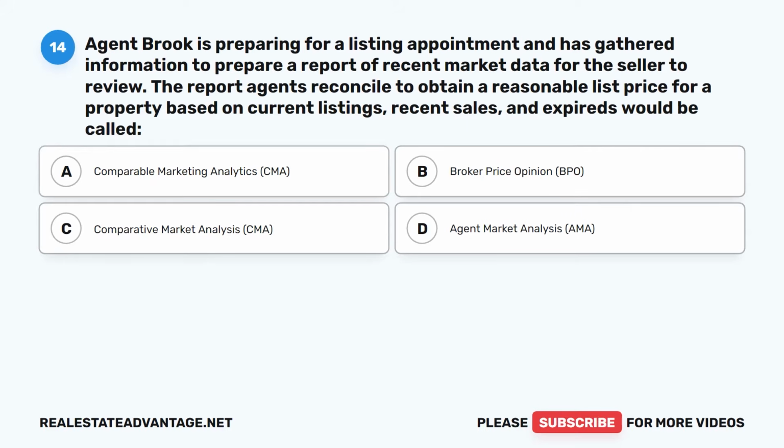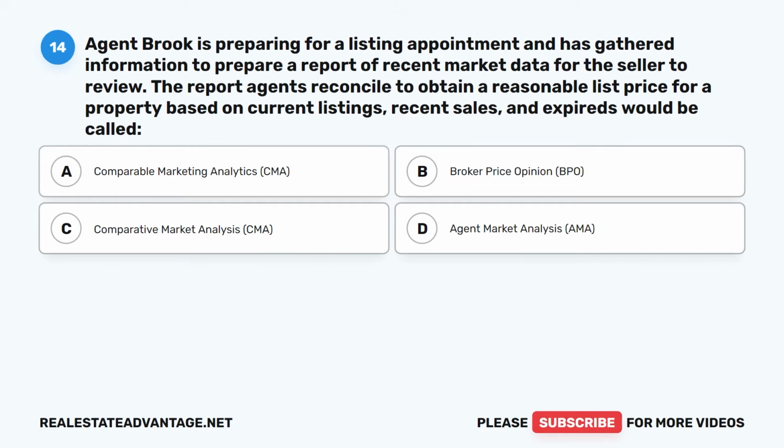Question 14. Agent Brooke is preparing for a listing appointment and has gathered information to prepare a report of recent market data for the seller to review. The report agents reconcile to obtain a reasonable list price for a property based on current listings, recent sales, and expireds would be called A.